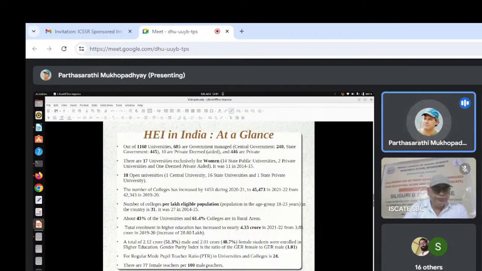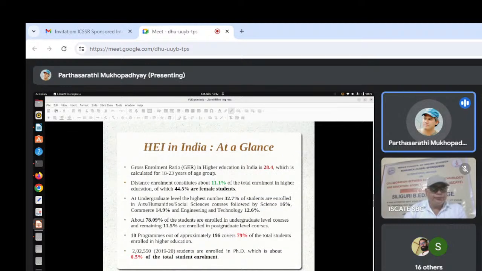So you can now imagine how big is the system. More than 1,000, around 1,200 universities, 46,000 colleges, 10,000 institutes of national importance, around 600 deemed universities. It's quite a big system. And 4.334 students are enrolling in higher education. Higher education means when people enter into college and university after passing their school education. So now the picture is quite clear to you.